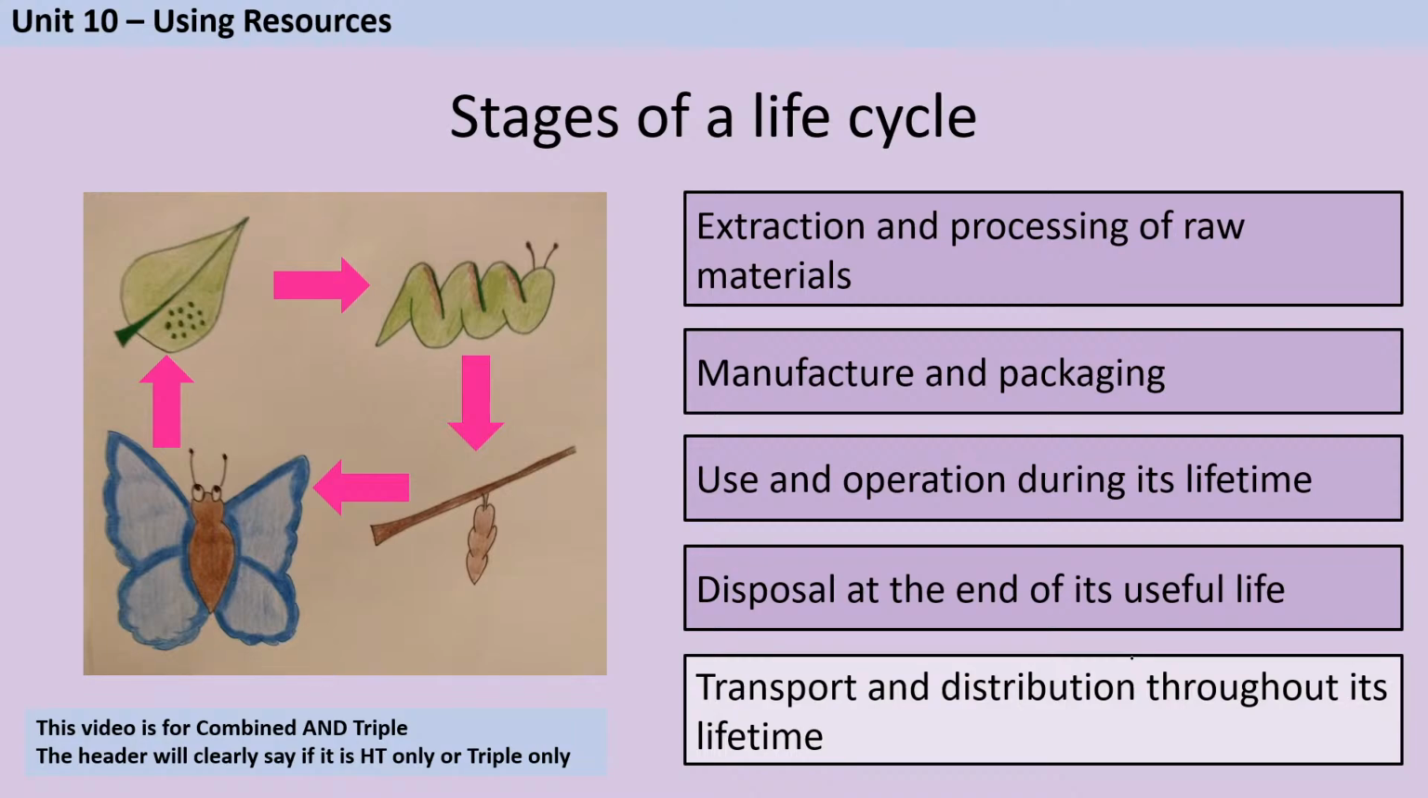So the four main stages are extracting and processing the raw materials, the manufacture and packaging, the use of the product throughout its lifetime, and the disposal at the end, and then transport kind of runs through all of those, because obviously you have to transport the raw materials, you have to transport the packaging, you have to transport it to get it to the person who's going to use it, and you have to transport it to the rubbish dump at the end of its life.